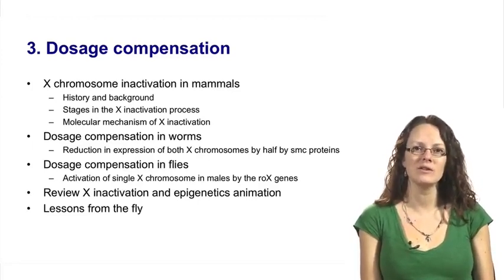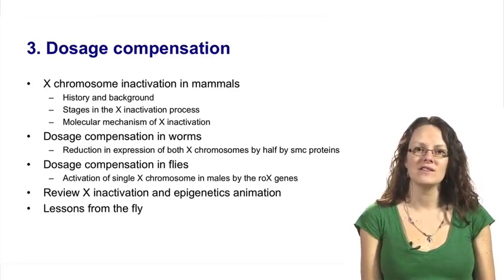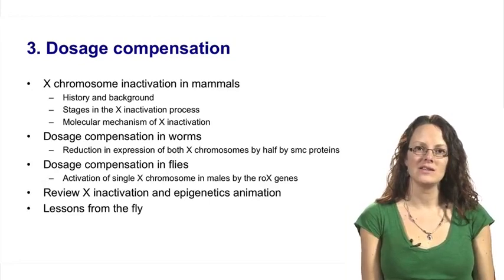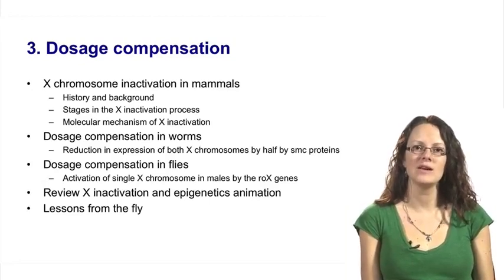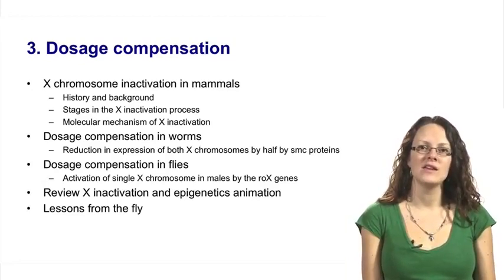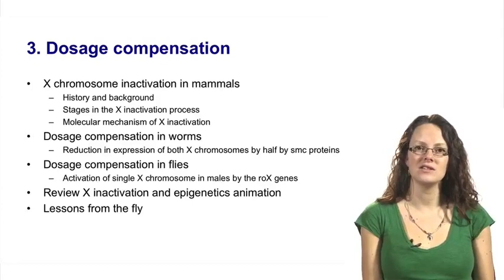So we'll start out with a bit of a historical view of X inactivation. We'll go through the various stages that exist in X inactivation in mammals and the molecular mechanisms about how these work, at least what's known about them so far. We're then going to take a very brief foray into thinking about how dosage compensation exists in lower organisms, in flies and worms. And finally, we'll spend a little bit more time thinking about a few other things that we've learnt about from the fly.